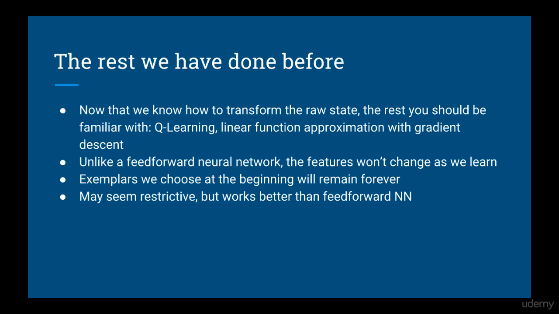So now that we know what an RBF is and how to do the feature transformation, the rest should be easy. We pass the features into a linear regression model and use gradient descent to update the parameters of the linear regression model. Notice how, unlike a feed-forward neural network, the features don't change as we learn. The exemplars we chose at the beginning will remain the same forever. Although this might seem restrictive, it actually works better than a plain feed-forward neural network where we try to run stochastic backpropagation through the whole network.